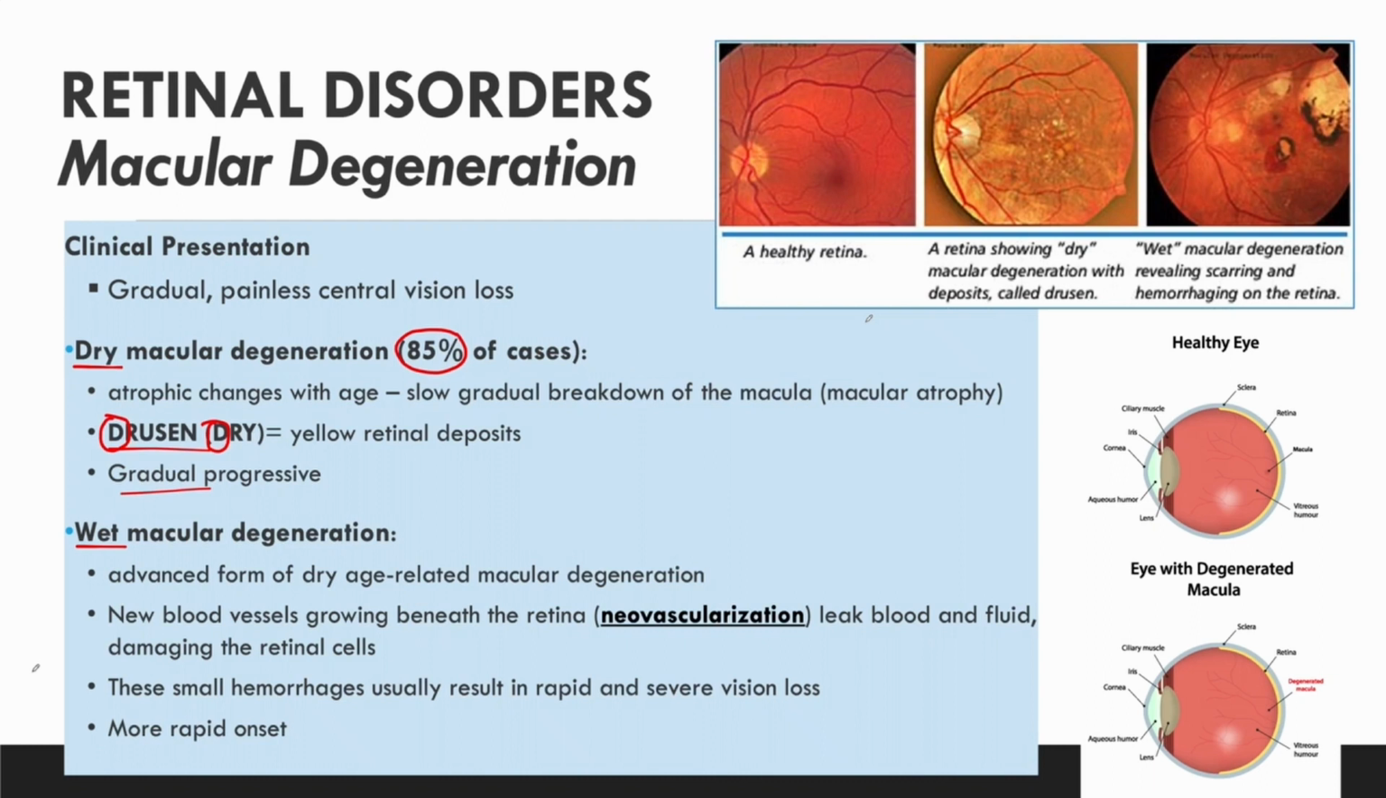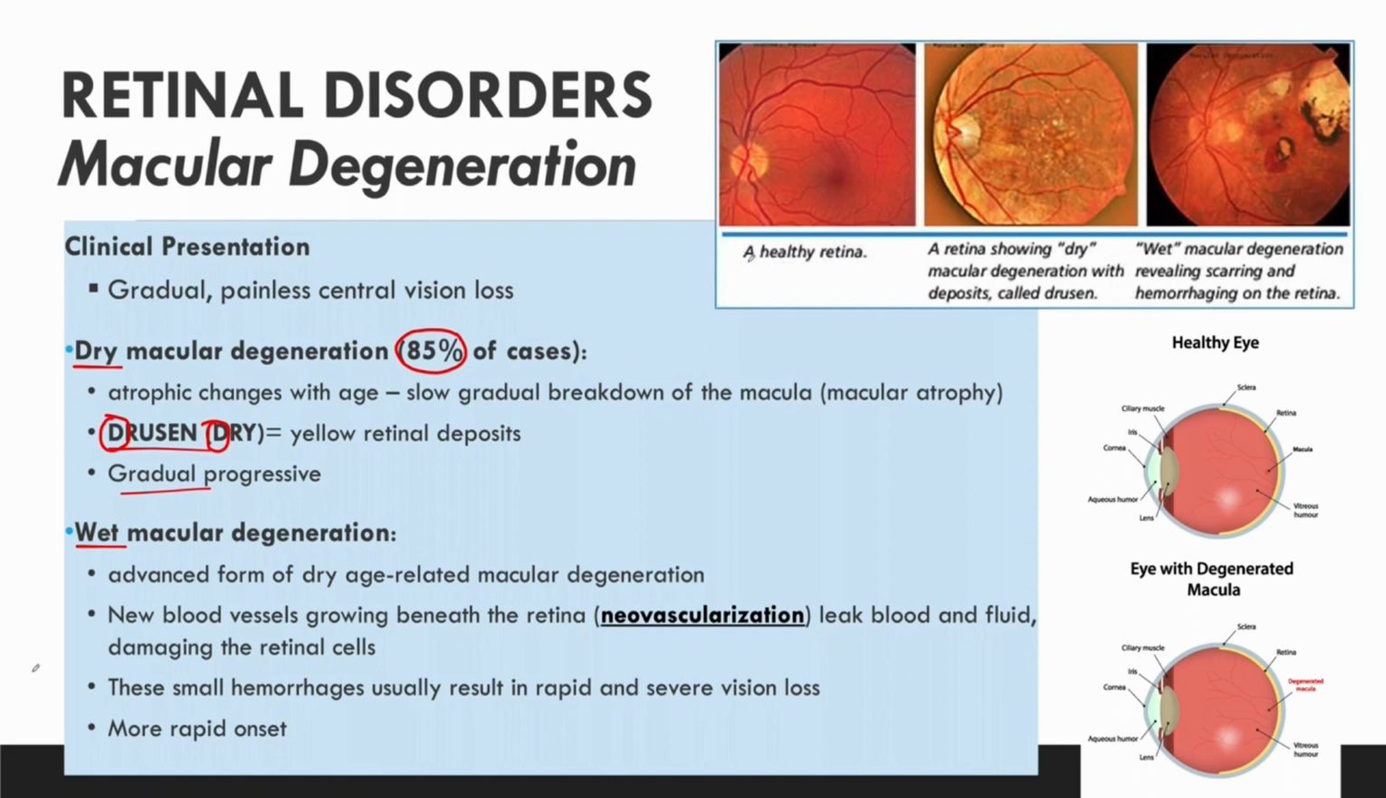But you'll see these yellowish deposits. You see the yellow. And it's actually normal to get some drusen within the eye. So just because you have drusen doesn't mean that you have macular degeneration, but it should definitely be looked at more closely. Then we have wet macular degeneration.